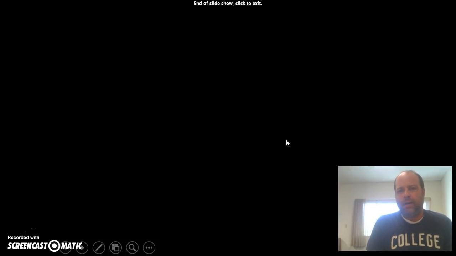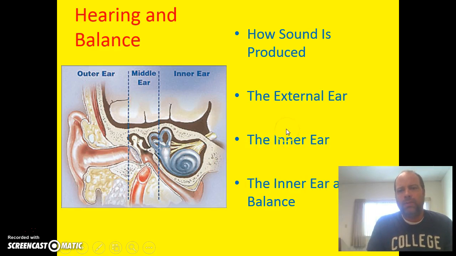The middle ear. Oh, oops. Sorry, this should be changed. It should say inner or middle ear right here. So change that in your notes. It should say the inner middle ear right here.